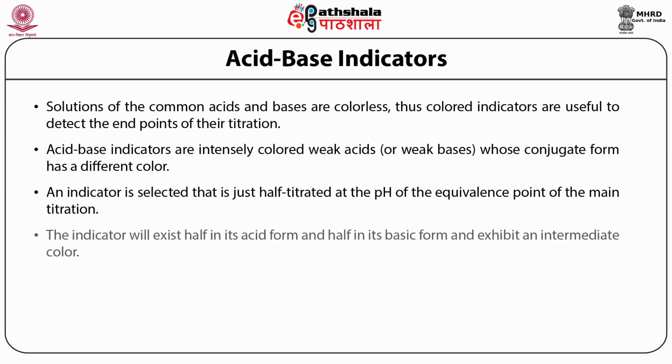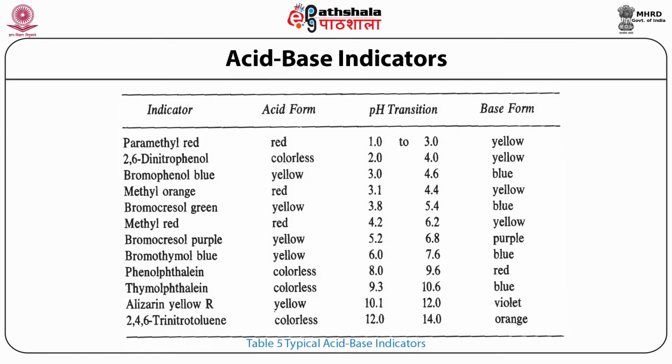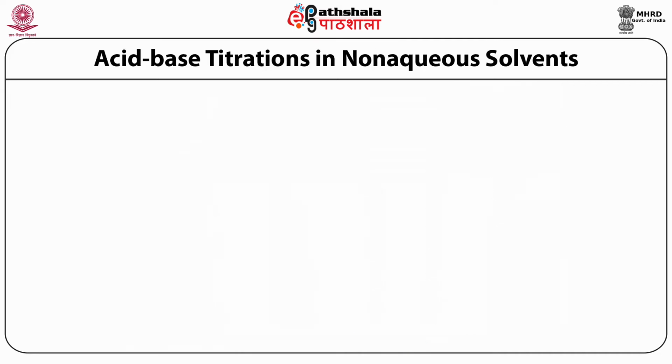titration. The indicator will exist half in its acid form and half in its basic form and exhibit an intermediate color. Thus, this results if the pK of the indicator is close to the pH at the equivalence point. pH at equivalence is equal to pKa plus log Cb upon Ca. In table 5, different types of indicators are mentioned for acid-base titrations at different pH.